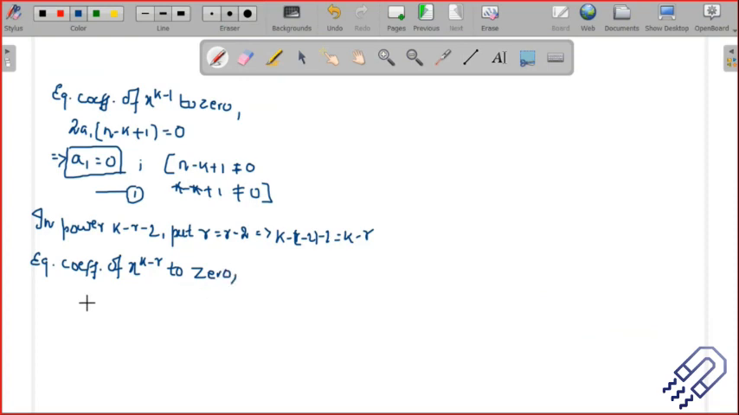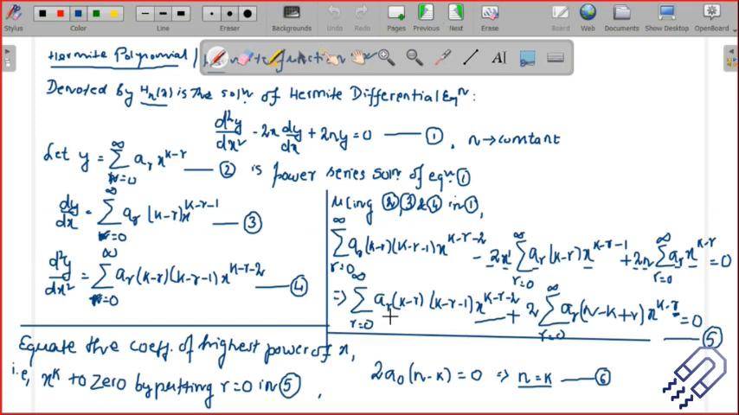Let's do it. So if we take the first term, this would be a r minus 2. Just check your notes here. k minus r plus 2. That means in place of r, I'm going to put r minus 2. Let's check it once. In place of r, I'm going to put r minus 2.